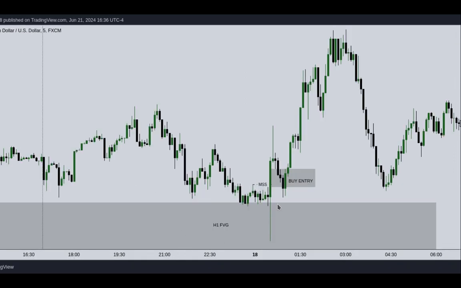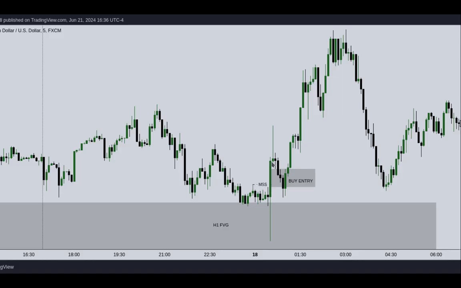So this is how it looks in the charts. So price opens and trades to a higher time frame fair value gap. I will show you how we mark this. So when price trades to this level here, what was the last swing high before trading into this level? It is this swing high. So we mark that level there.